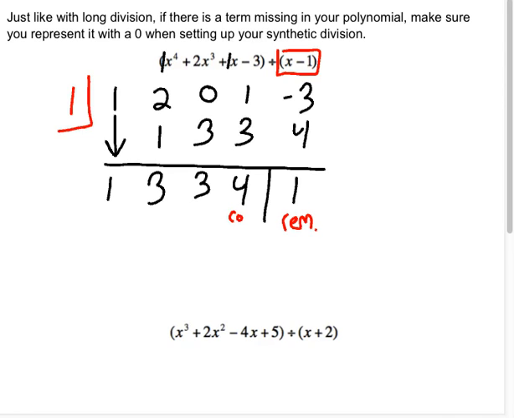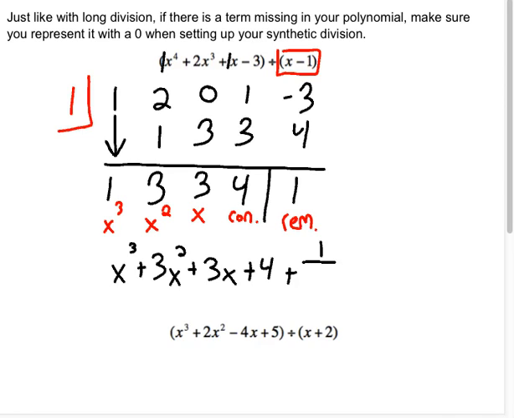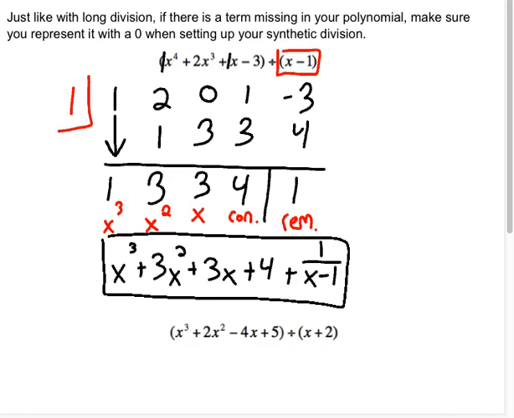Then I start working backwards. That means this would be my constant. This would be my x squared, x cubed, so on and so forth if I had any more terms. So once I finish the synthetic division, now I'm going to convert it back. So I have 1x cubed, 3x squareds, 3x's, a constant of 4, and then a remainder of 1. And remember, the remainder is always put over whatever I was dividing by. So when I divide these two polynomials, this is what I end up having left.